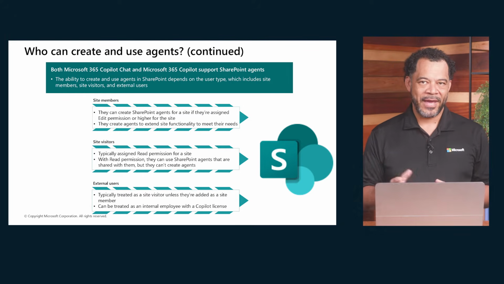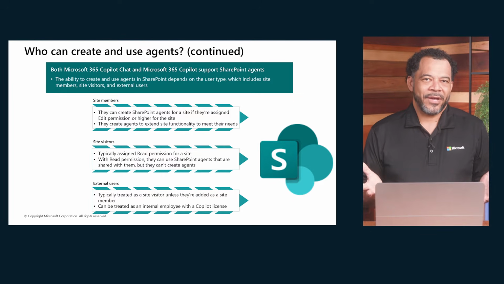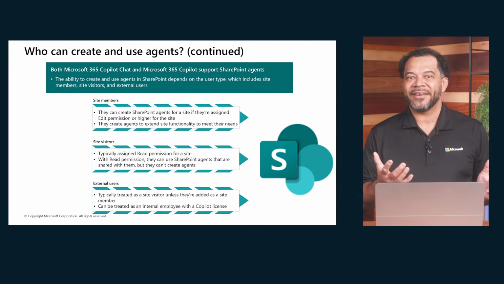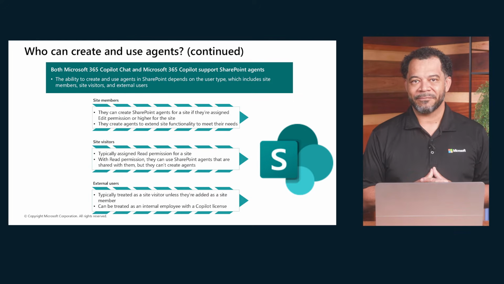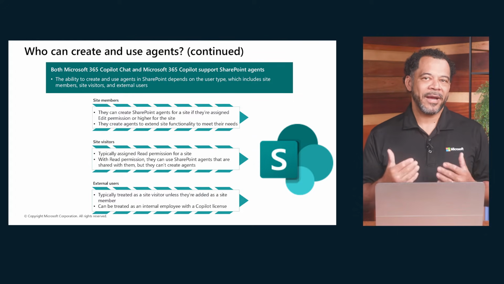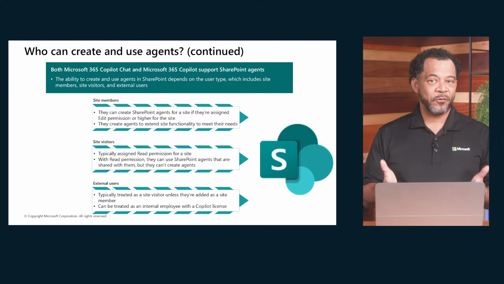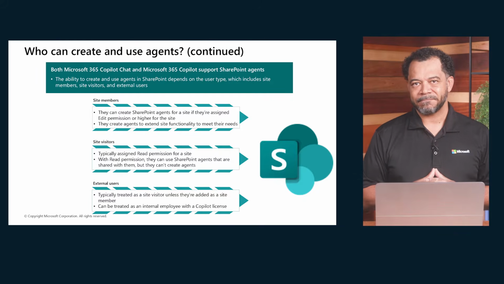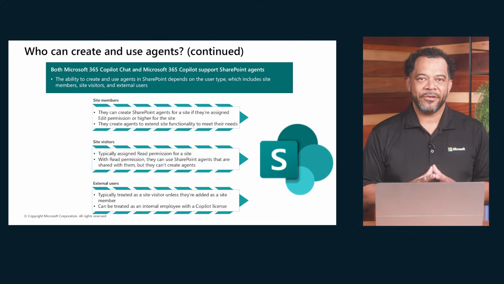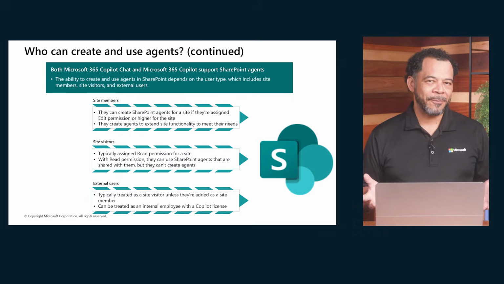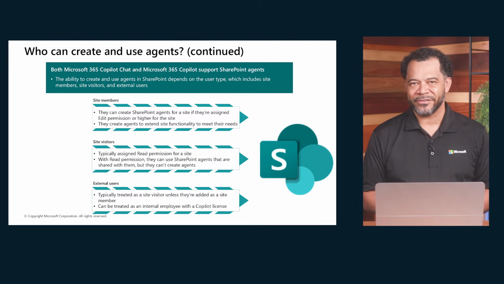External users fall into both categories. If they're explicitly added as site members, they get the same permissions as an internal user would get. But if they're not, they default to being site visitors. What's interesting is that some organizations treat selected external users as internal employees. They do this by assigning Microsoft 365 and Copilot licenses to those users, which gives them full access to agent capabilities. This is especially common in scenarios like joint ventures, long-term partnerships, or when working with external consultants.